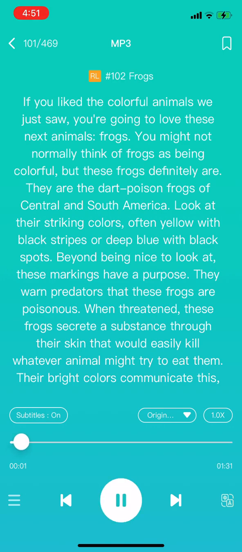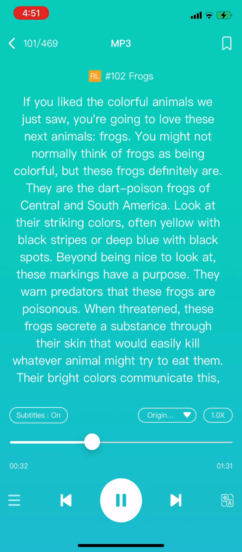If you like the colorful animals we just saw, you're going to love these next animals. Frogs. You might not normally think of frogs as being colorful, but these frogs definitely are. They are the dart poison frogs of Central and South America. Look at their striking colors, often yellow with black stripes or deep blue with black spots. Beyond being nice to look at, these markings have a purpose. They warn predators that these frogs are poisonous.